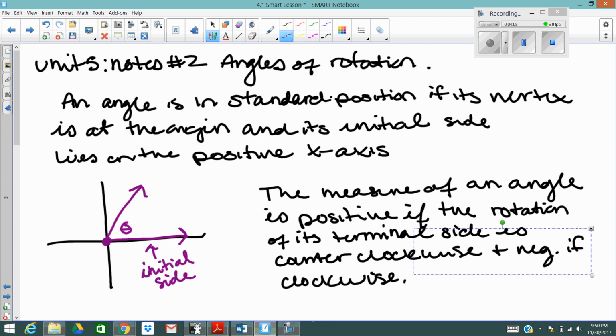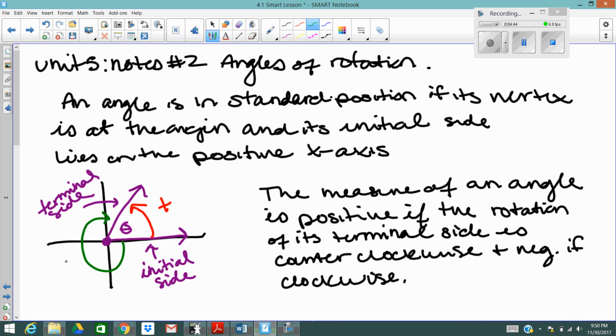So if we go back to the drawing of our angle, the initial side is the side where your angle starts. The terminal side is the side where your angle ends. So if this angle were to be made by rotating counterclockwise, it would be a positive angle. But we could have also made that angle by rotating clockwise, and that would then be a negative angle.